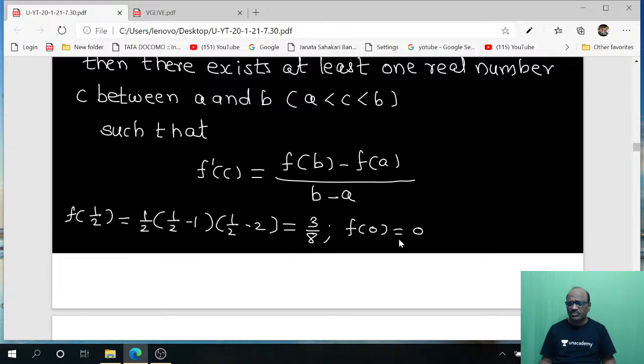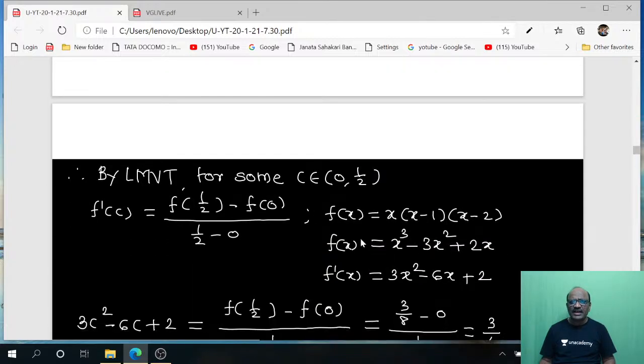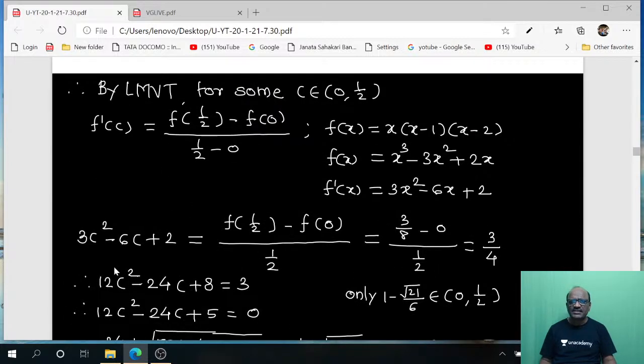It's clear that f of 0 is equal to 0, and hence by Lagrange's mean value theorem, that is LMVT, for some c belonging to the open interval 0 to 1 upon 2, f dash of c is equal to f of 1 upon 2 minus f of 0 upon 1 upon 2 minus 0. After substitution we will get 3c square minus 6c plus 2, here f of 1 upon 2 minus f of 0 upon 1 upon 2.